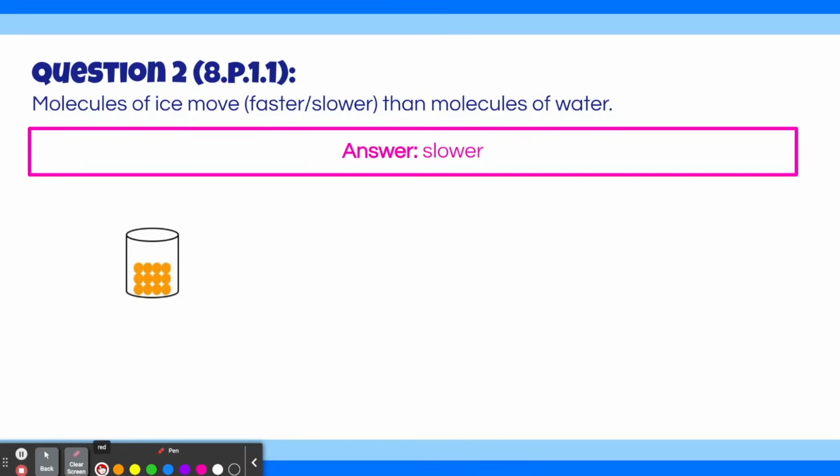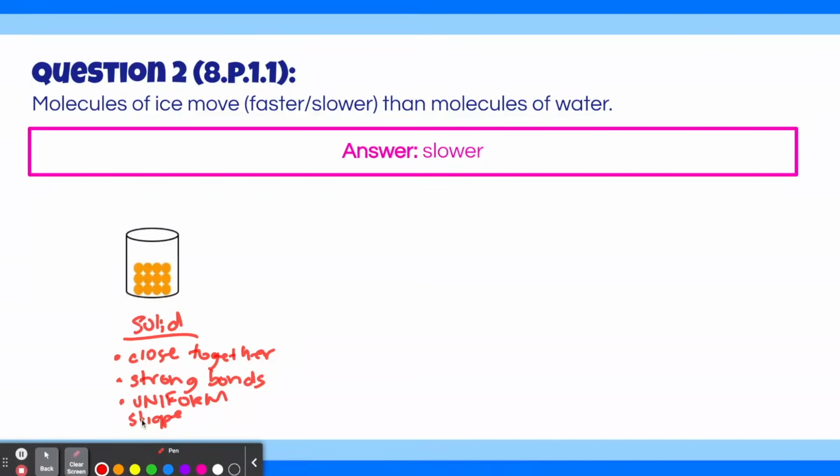So this first diagram here is a diagram of a solid. What do we know about the particles of the solid? Well, as you can see in the diagram, they're very close together. They also have very, very strong bonds. Because these particles are so close together and have such strong bonds, they don't move away from each other at all. They stay in the same spot. And that's what gives solids their uniform shape and size. So the shape and size of solids doesn't change.